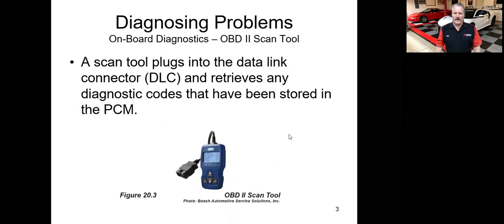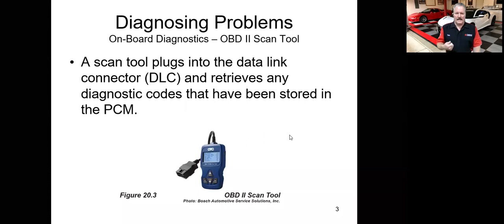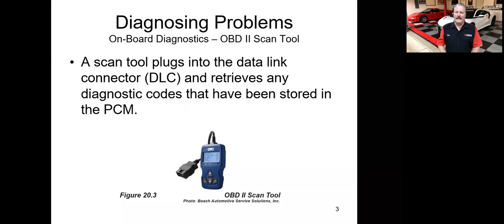Here's a smaller scanner. The scan tool plugs into the data link connector and retrieves any diagnostic codes that have been stored in the power control module, or PCM. Now, just because it pops up and gives you a code that has something to do with an O2 sensor, for example, doesn't mean you run out and buy an O2 sensor. It just gives you an area to go to start the diagnostic procedure. And there is a proper diagnostic procedure for each code that is retrieved from the computer system. We just don't want to start throwing parts at cars.